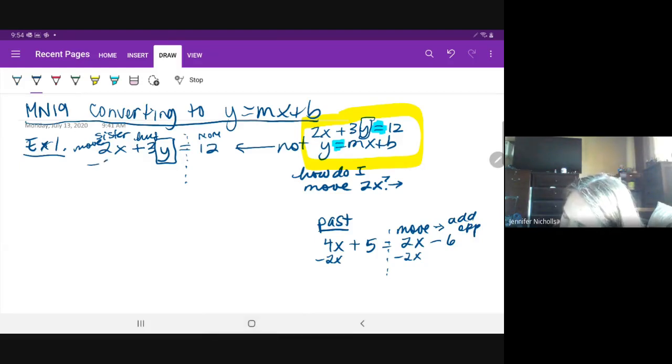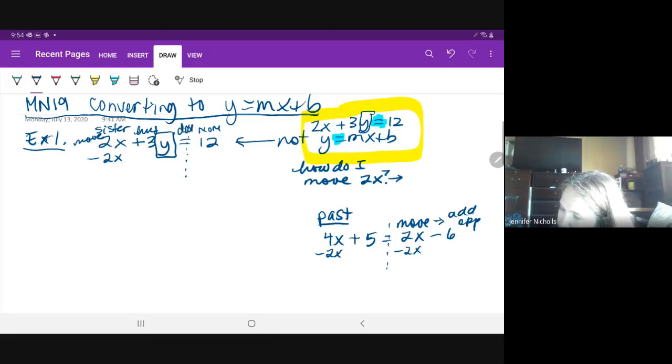So now when I put the negative 2x here, look at where your door is. Remember your door? So where do I put the other negative 2x?